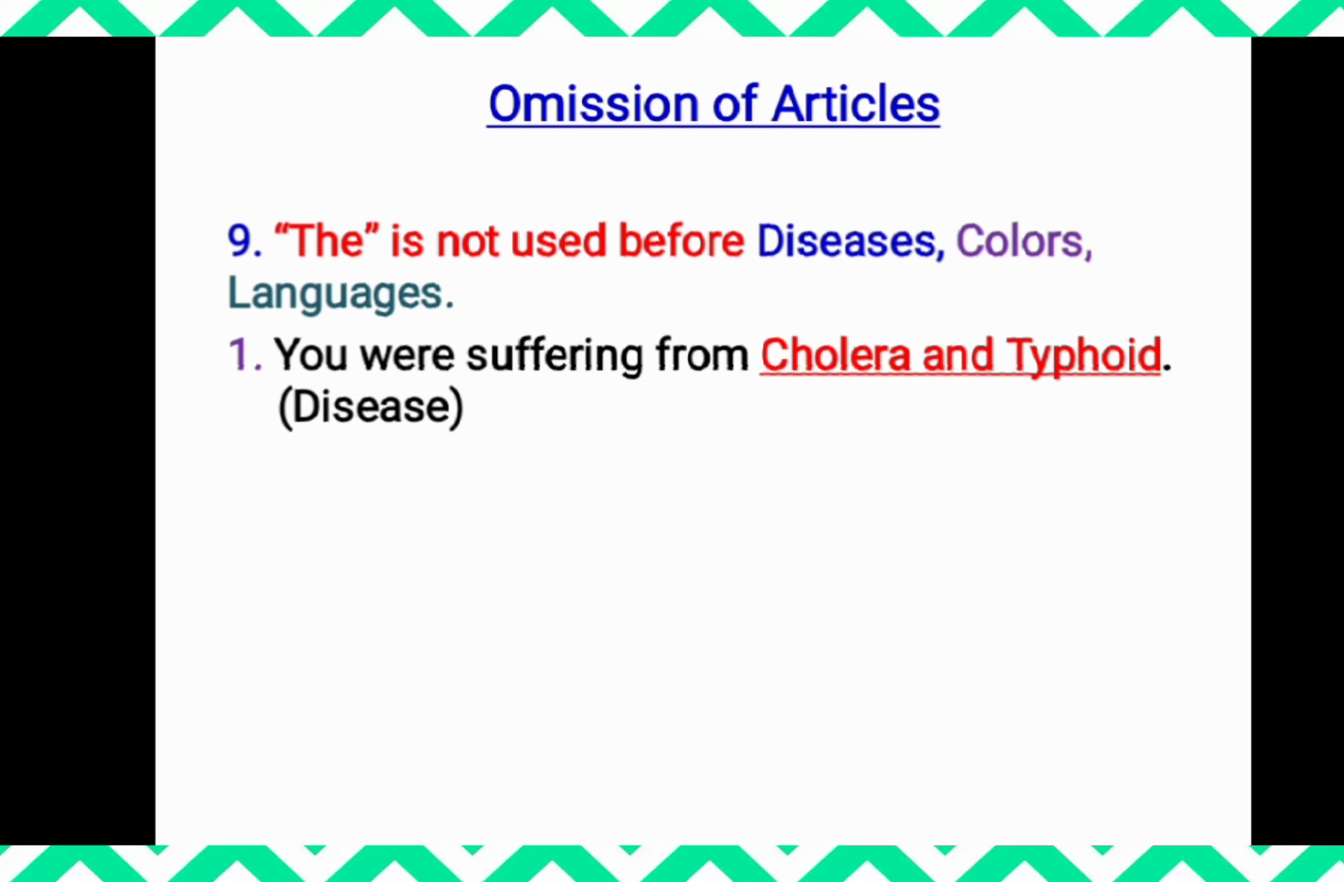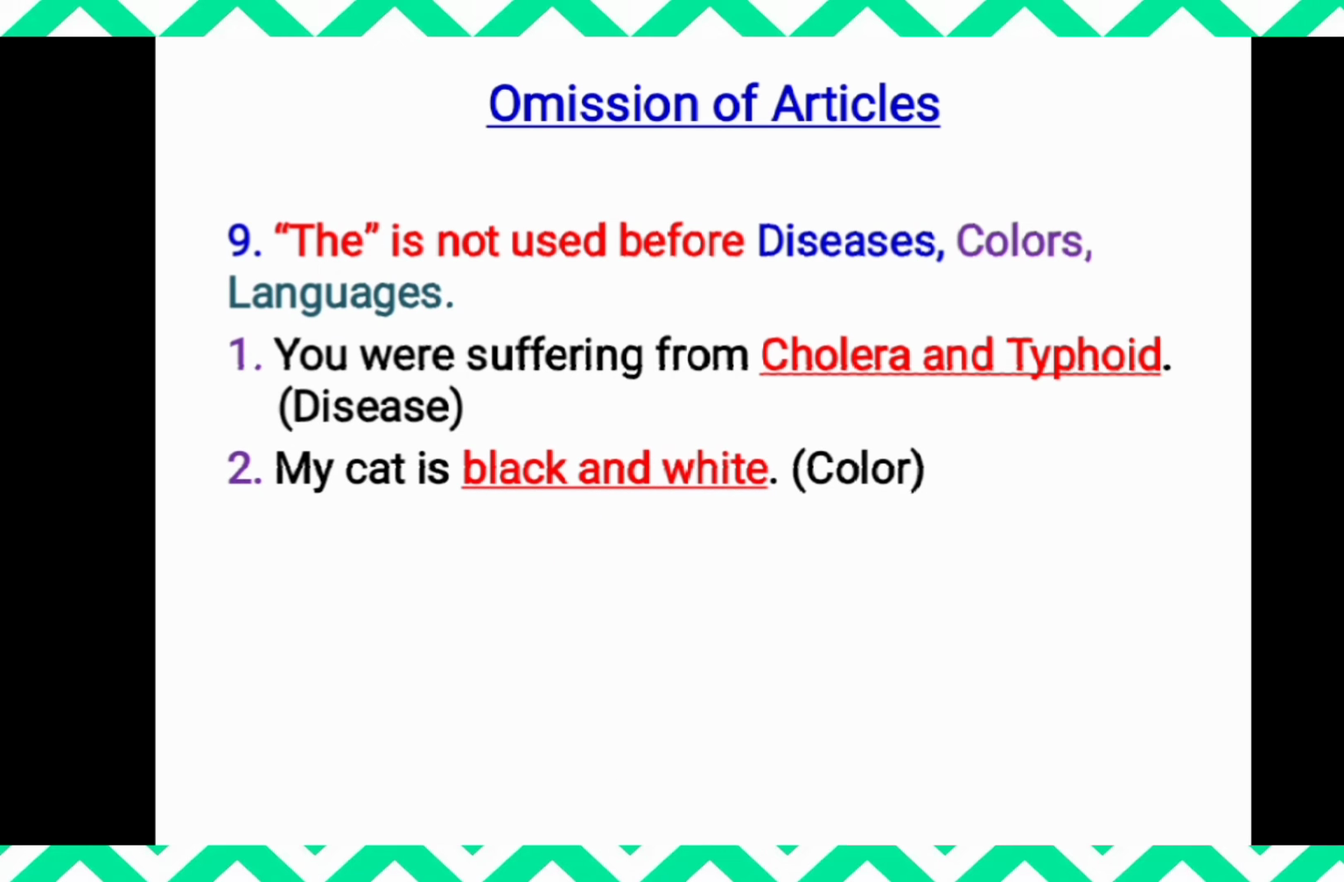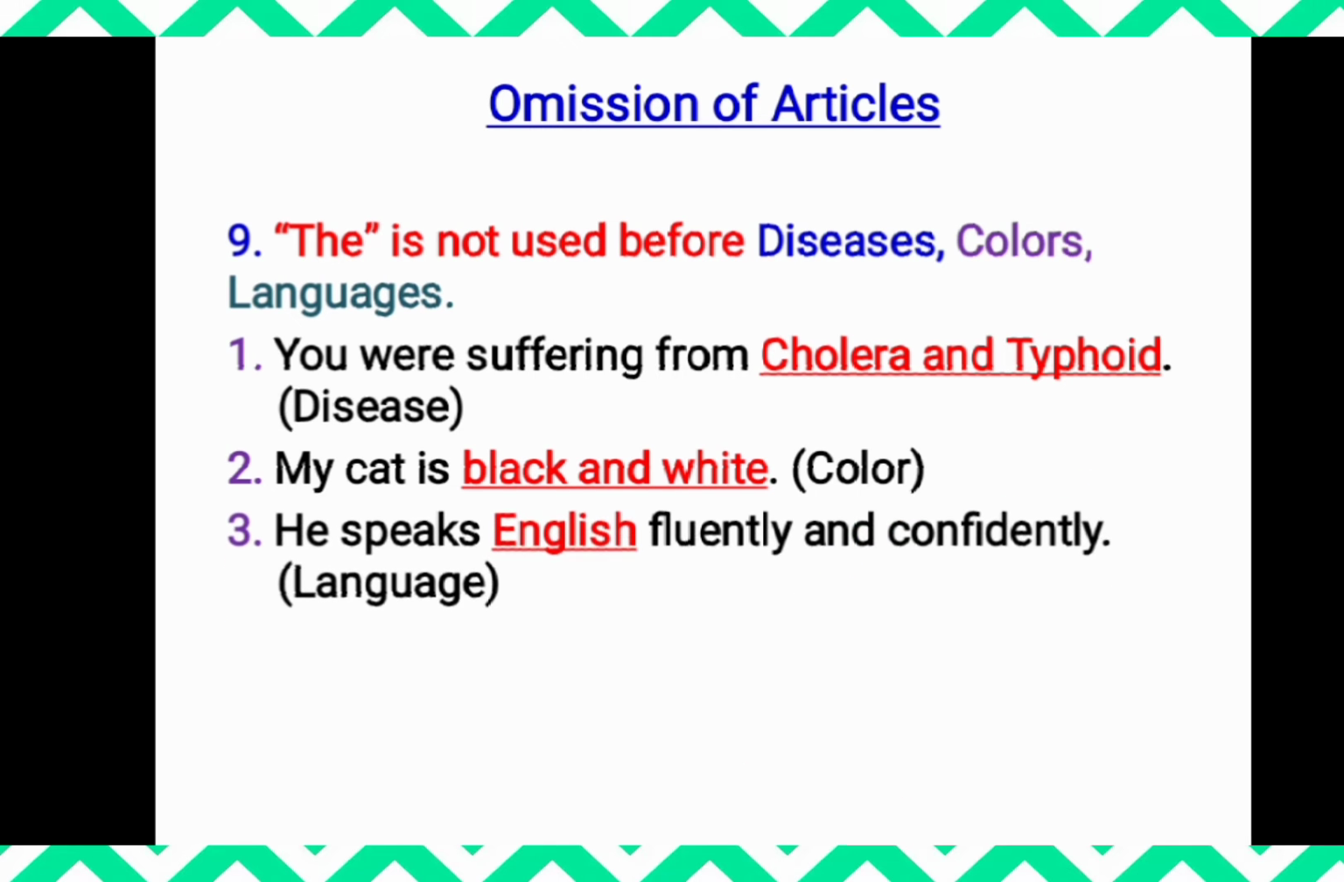The first example according to this rule of definite article: you were suffering from cholera and typhoid, that is disease, and we do not use the definite article the before disease. The word diseases or disease. And the second example is my cat is black and white, that is color. The third example is he speaks English fluently and confidently, that is language.